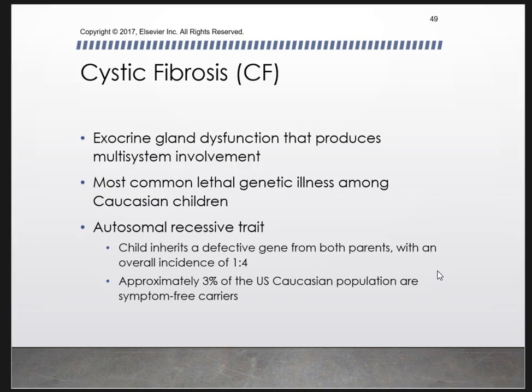So cystic fibrosis is a genetic thing. It's an exocrine gland dysfunction that has a multi-system involvement, which we're going to see here in a few. It is the most common lethal genetic illness among Caucasian children. It's an autosomal recessive, so the kiddo with CF has had to inherit it from both parents, and you have a rough overall incidence of 1 in 4. So if a family has 4 kids and both parents are carriers, there's a 1 in 4 chance one of those 4 children is going to have it.